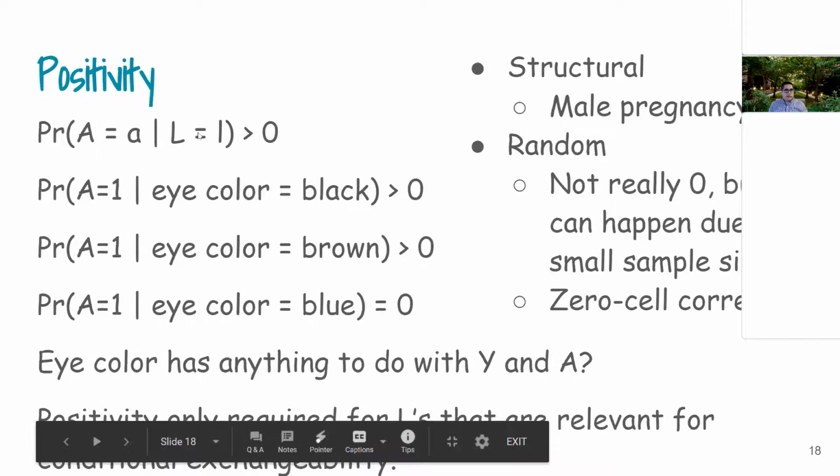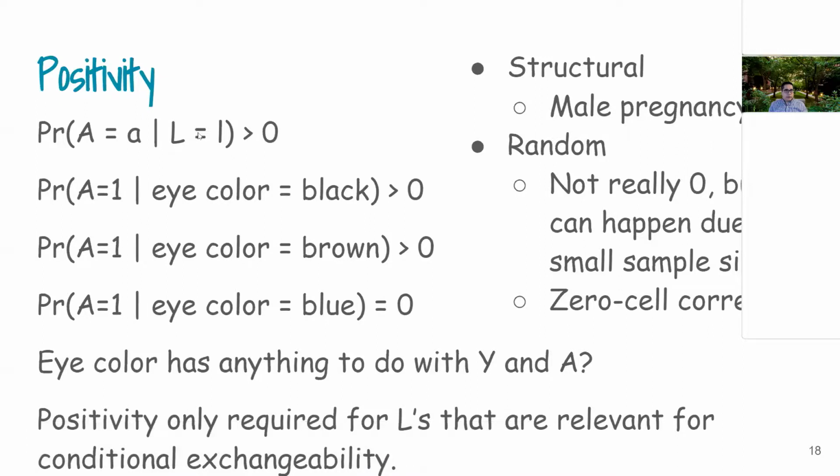So whether that probability is positive or not is kind of irrelevant. You only need to worry about those L that are relevant for your unmeasured confounding assumption. Everything else, you do not have to worry too much about.